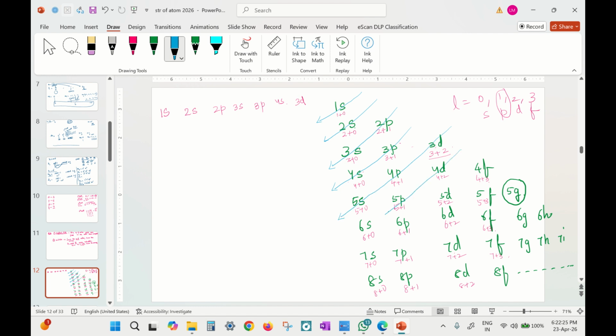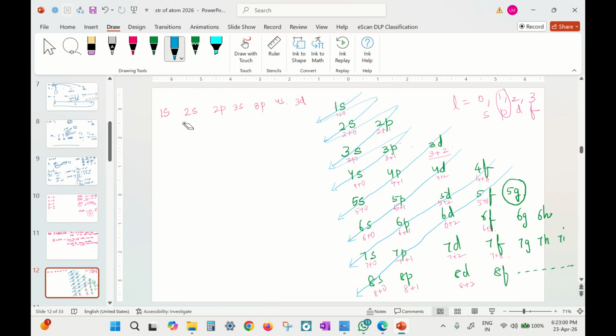So are you able to read the pattern? Once you put these lines, it automatically satisfies the rules. It automatically satisfies the n plus l rule. This is a shortcut so you don't have to sit and write the electronic configuration every time by counting and rearranging. This pattern helps you to write automatically. So we'll go to 1s and then 2s. After 2s, we'll go to 2p. After 3s, we'll go to 3p and so on. Fine.